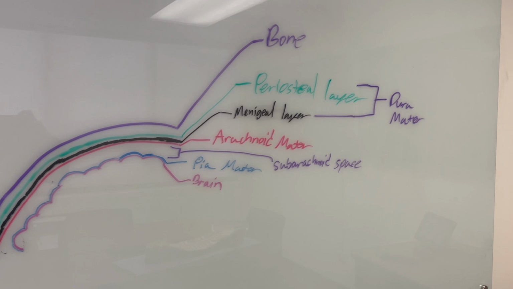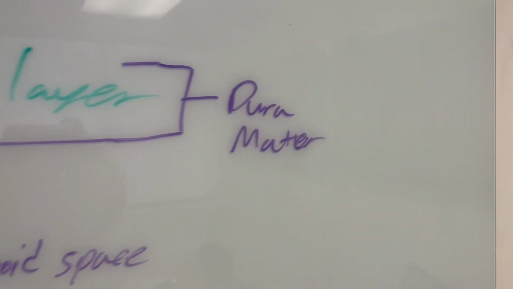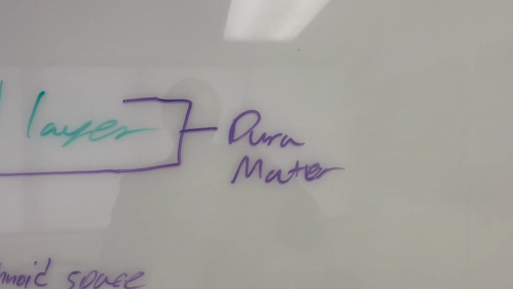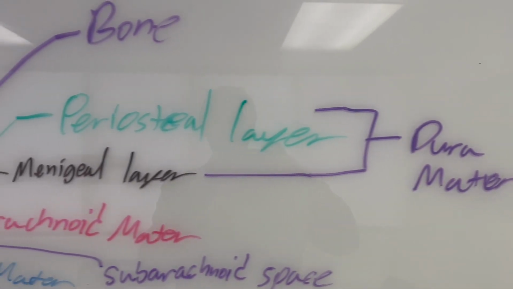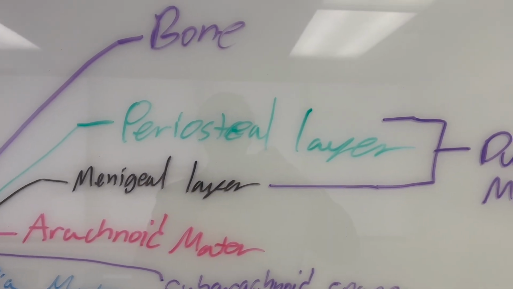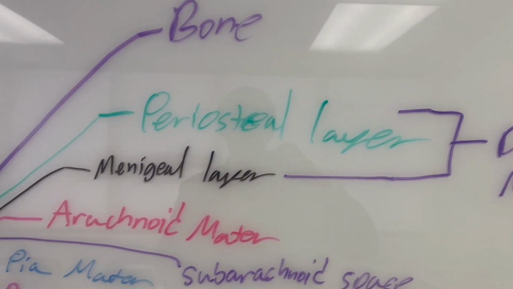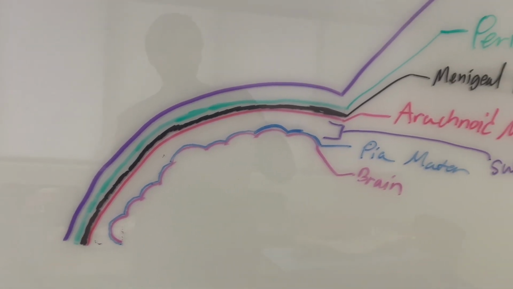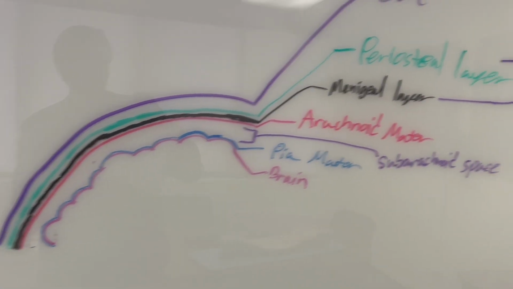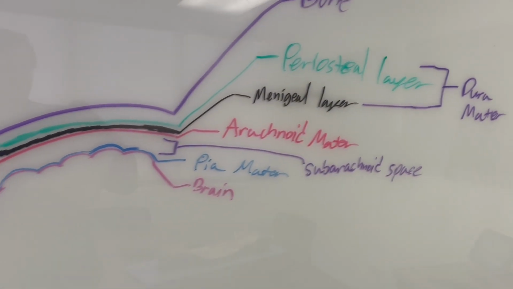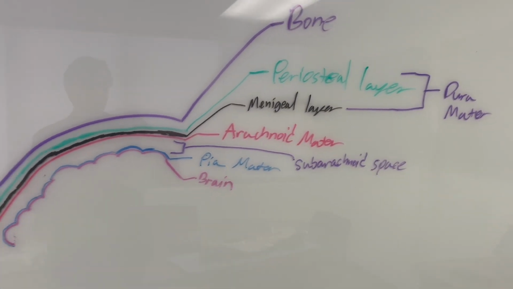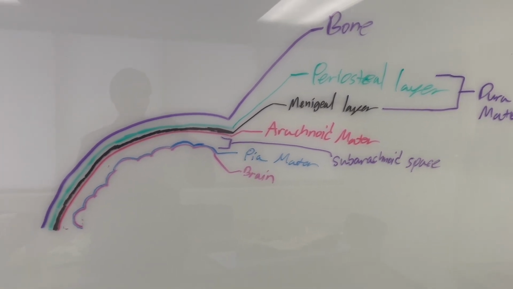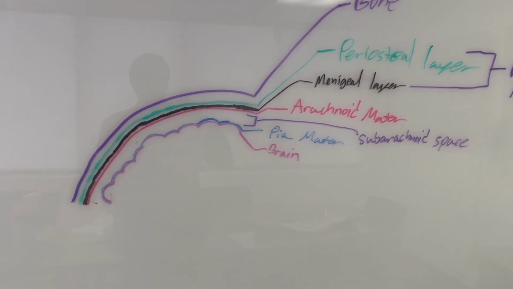The first layer of our meninges is the dura mater. The dura mater is the outermost layer of the meninges, and it consists of two different layers, the periosteal layer and the meningeal layer, all right? You can see that green and that black layer, those are the periosteal and meningeal layers of the dura mater. So again, that dura mater has two layers, the periosteal layer and the meningeal layer. Next, we've got the arachnoid mater.